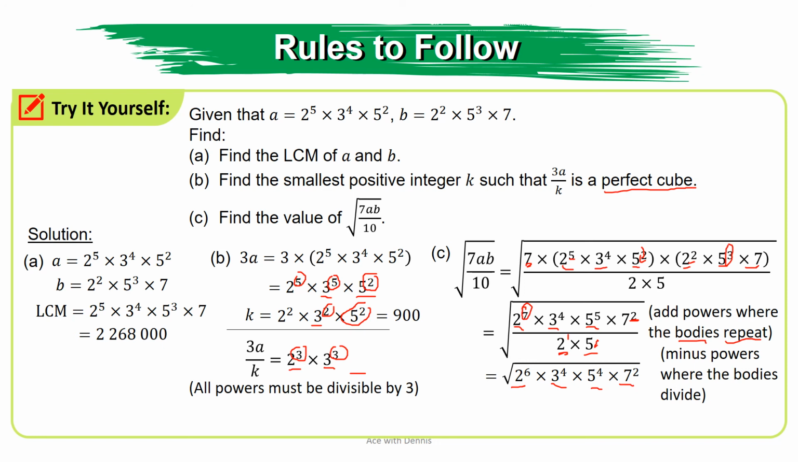Now the next step, we want to square root the whole thing, which means we need to divide the powers by 2. Therefore, 2 to the power 6, we get 2 cubed because 6 divided by 2 is 3. 3 to the power 4, we get 3 squared because 4 divided by 2 is 2. 5 to the power 4, 4 divided by 2, we get 2. Next, 7 squared, 2 divided by 2, we get 7 to the power 1. So the answer will be 2 cubed times 3 squared times 5 squared times 7, and the value will be 12,600.